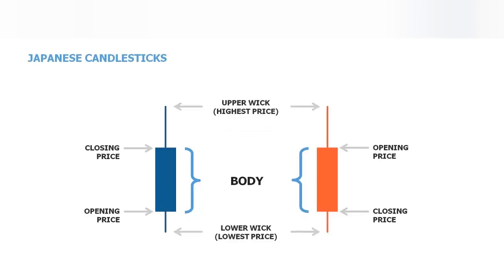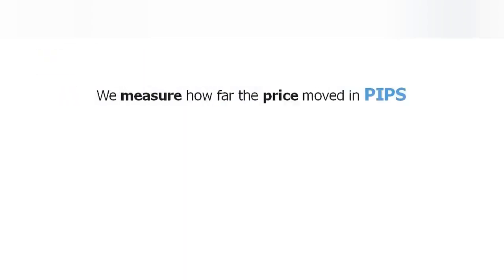The thin parts are called wicks, and they show you the maximum and minimum price during the period. The candle will remain blue if the price closed above the opening price, and it will remain orange if the price closed below the opening price. You will find that we refer to pips throughout the lessons. We measure how far the price moved in pips.